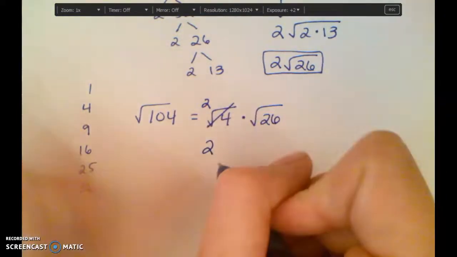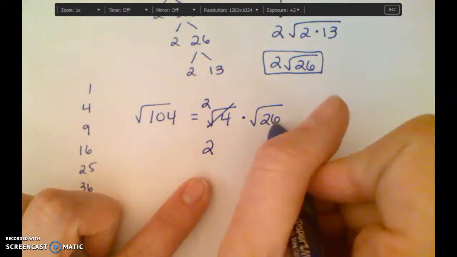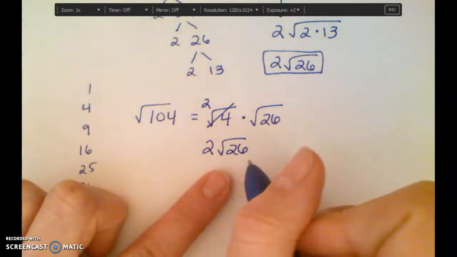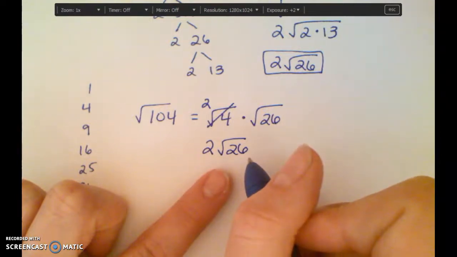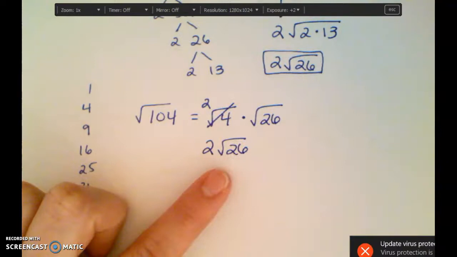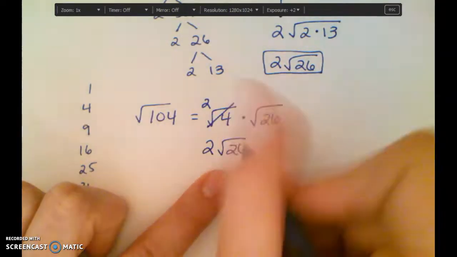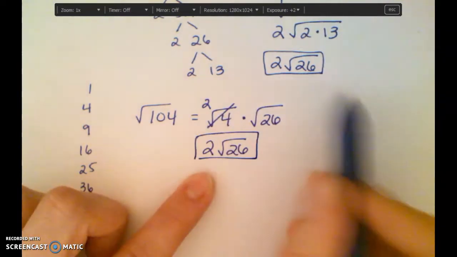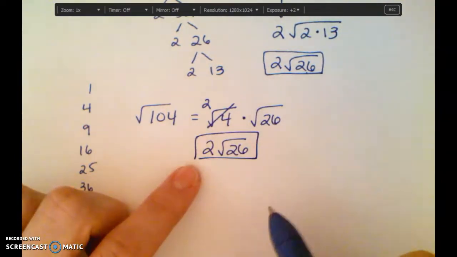The square root of 4 we know is 2, so we cross that out and put a 2. That 2 is outside of the root, and then the root 26, that one is stuck. Of course, check 26. Are there any perfect squares in 26? No. The factors of that are 2 and 13, so there are no perfect squares there. So this is going to be our answer, 2 root 26. So no matter which way you did it, we get the same answer.